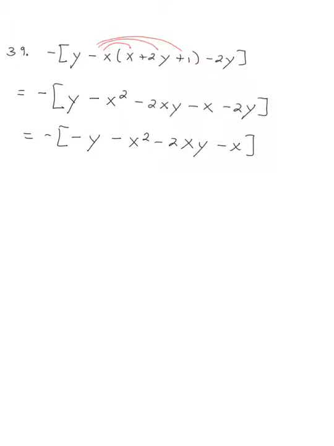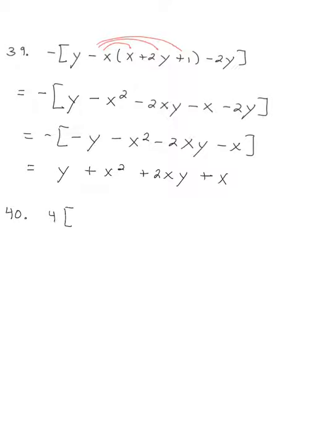This is kind of nice. When you distribute the negative into the parentheses, it just changes the sign and everything. Everything inside the parentheses is negative. That means when you distribute this negative, we now get y plus x squared plus 2xy plus x, and that's my final answer. We are at our last problem.